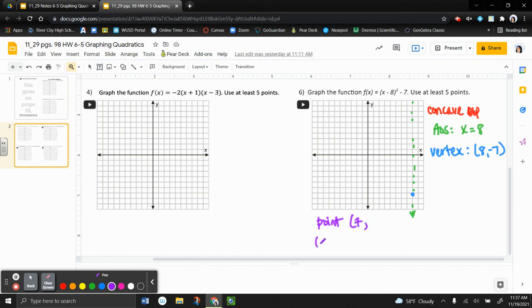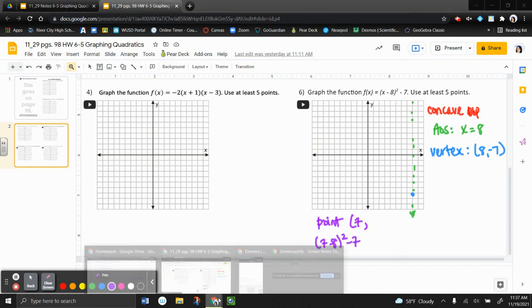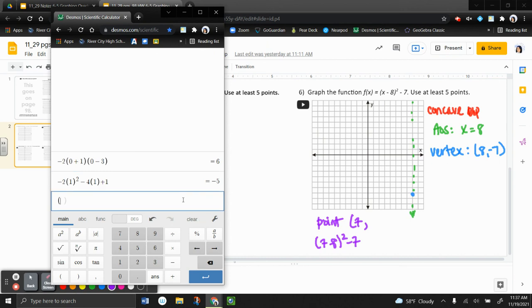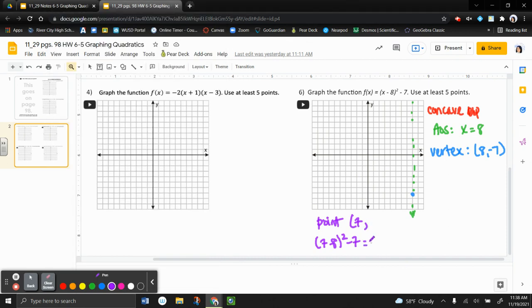So it's going to be 7 minus 8 squared minus 7, which is negative 6. So 7, negative 6, 1, 2, 3, 4, 5, 6. And we can get its symmetric point right here, which is going to be, that's 8, it's going to be 9, negative 6. And then we need one more point.